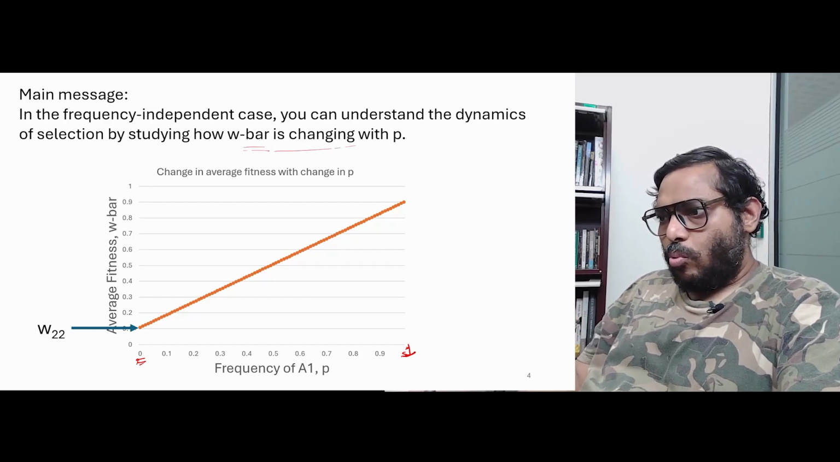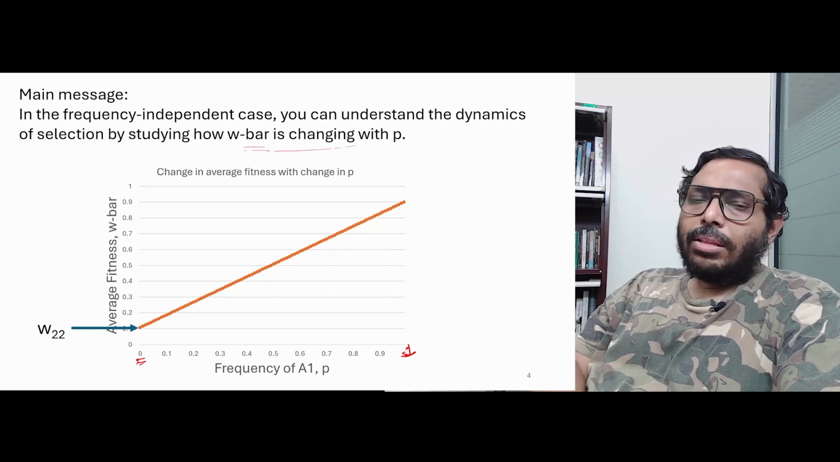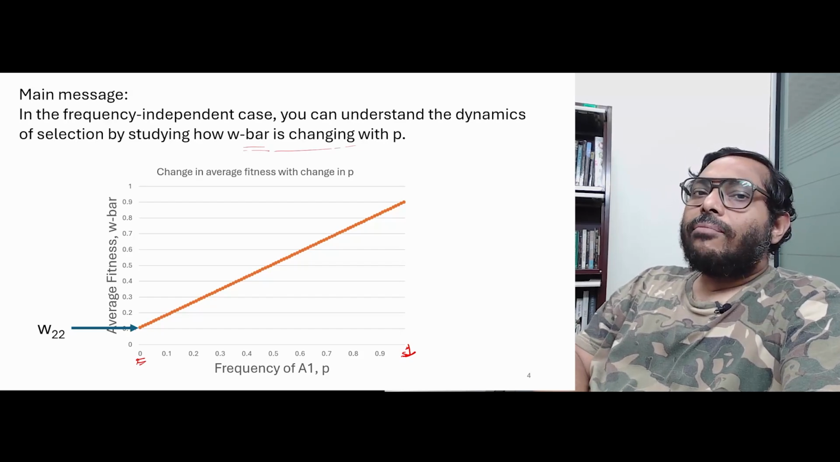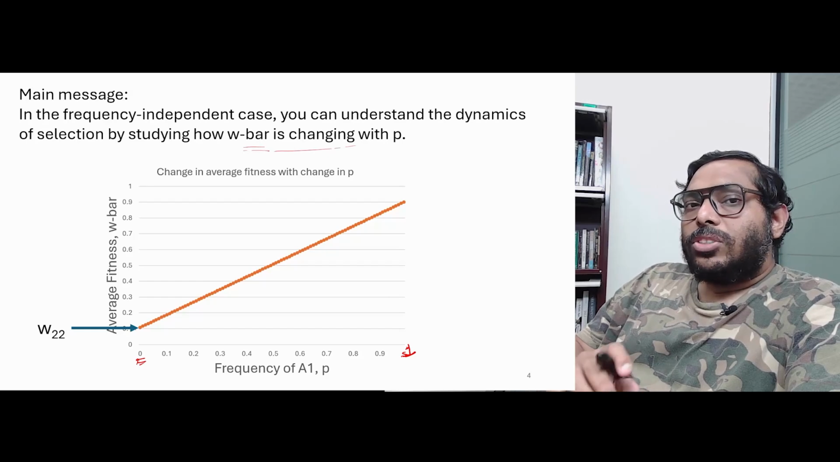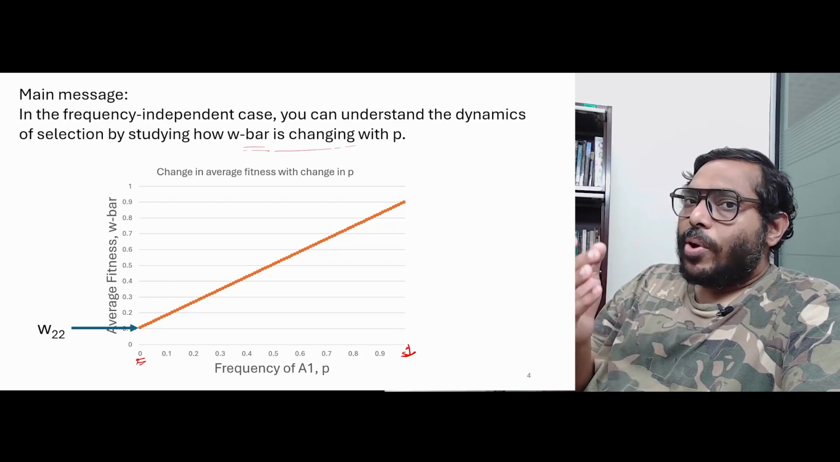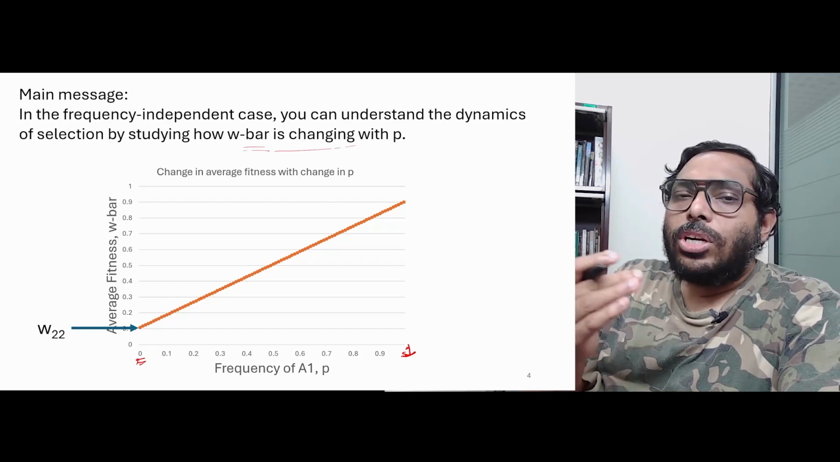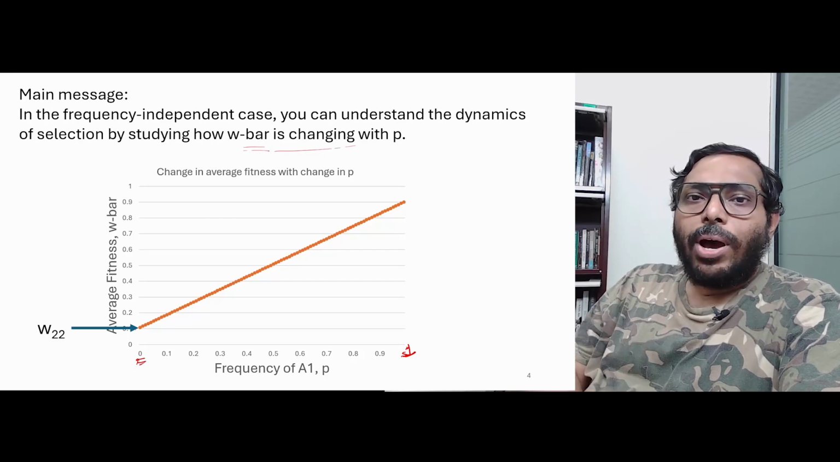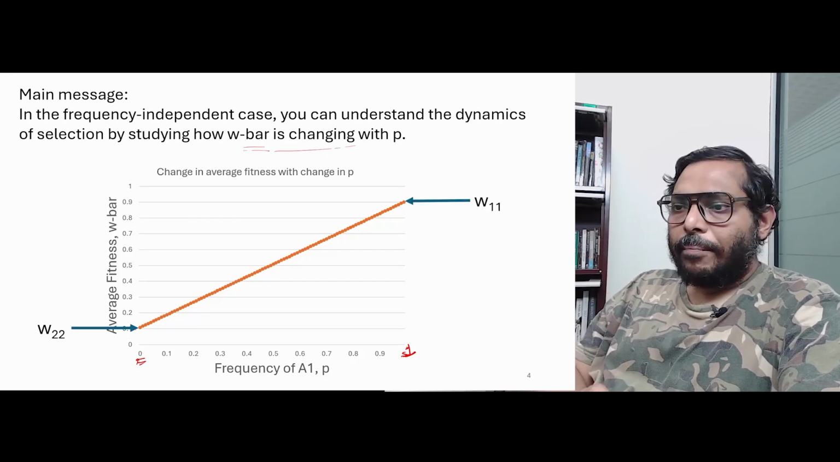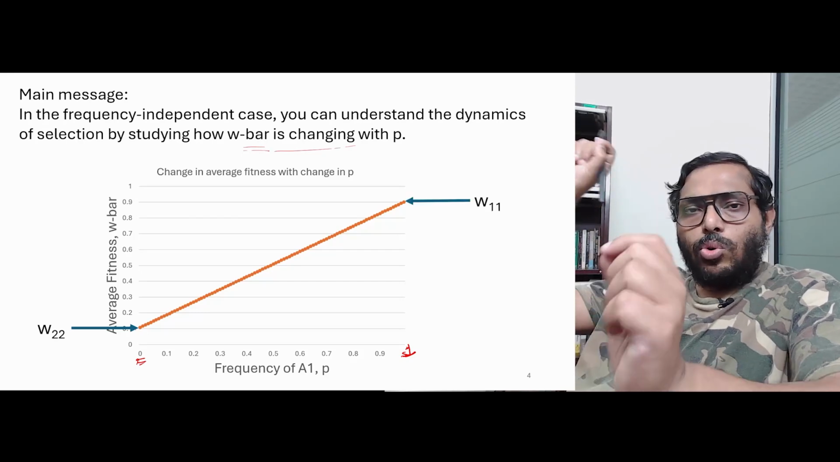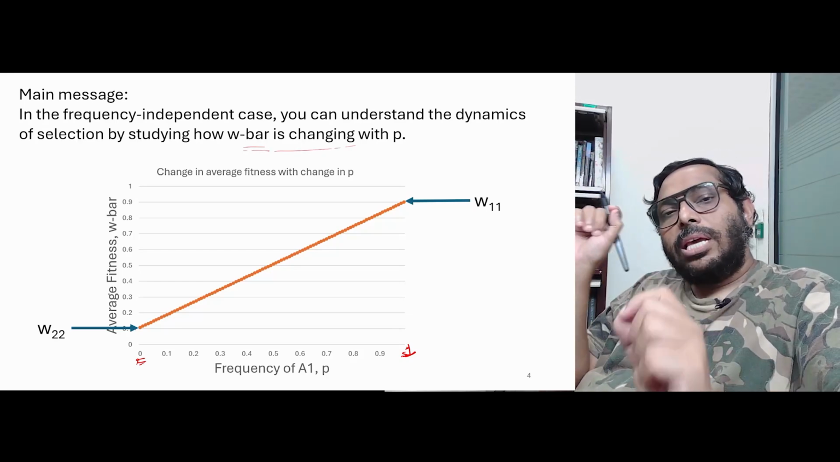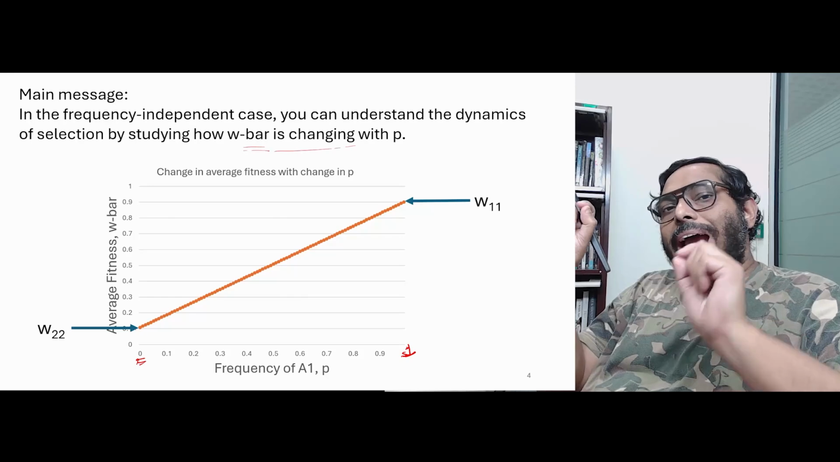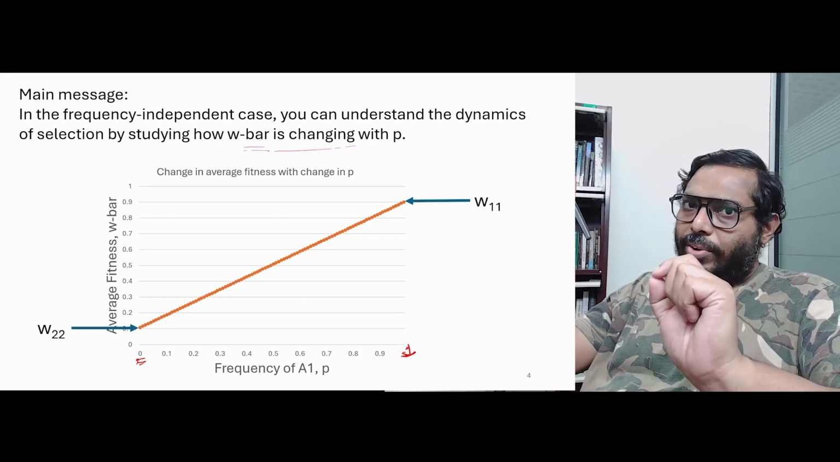What happens at the other end of the graph? When P equal to 1, that means that you only have the A1 allele in the population. When you only have the A1 allele in the population, that means all individual genotypes are A1A1, which means that the average genotypic fitness is going to be W bar equal to W11. So these two points at the two ends, P equal to 0 and P equal to 1, are fixed at W22 and W11 respectively.